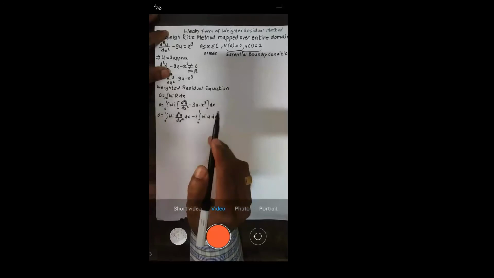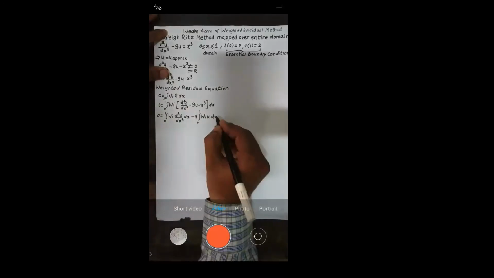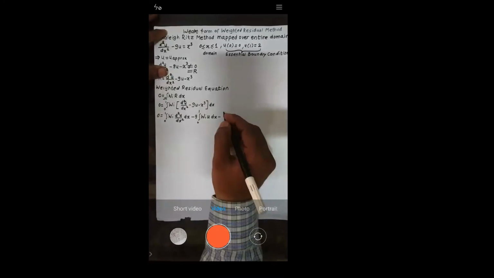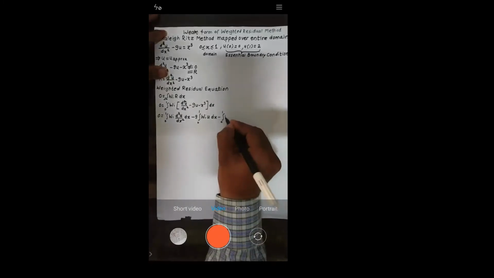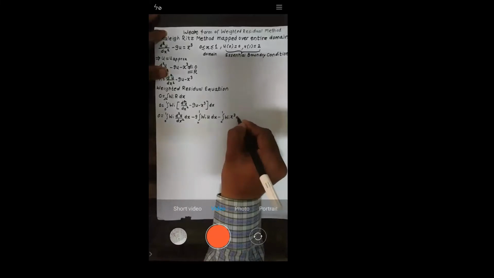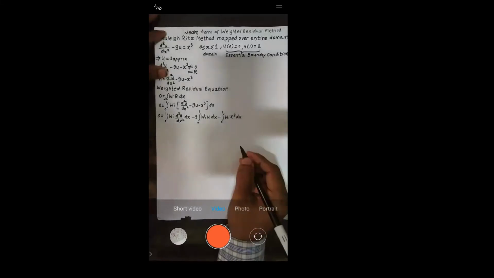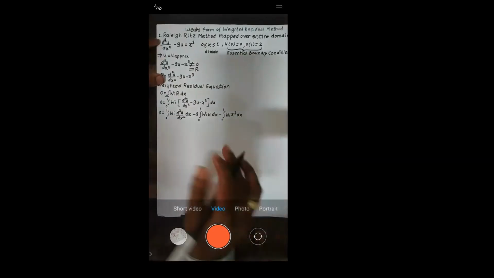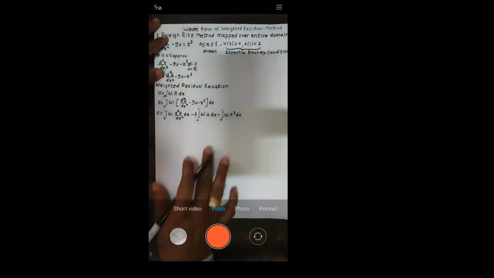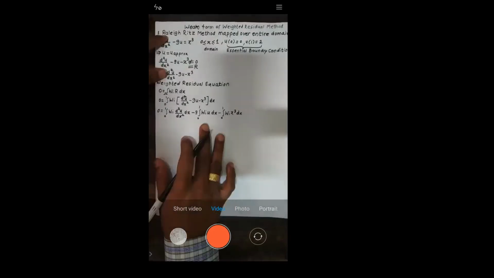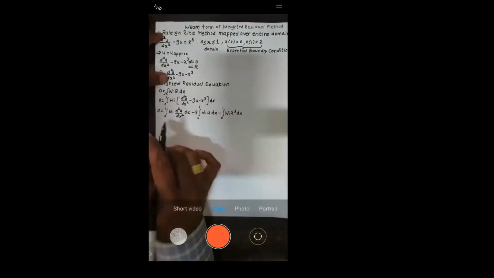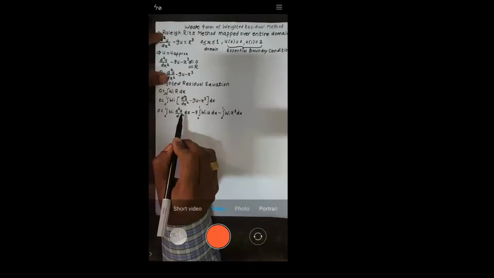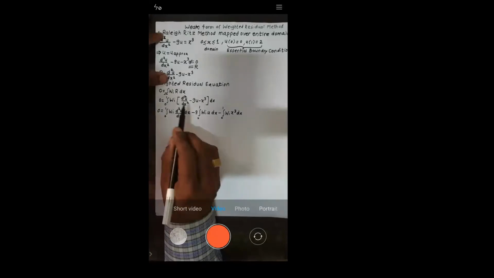Again minus integration 0 to 1 wi into x cube dx. Is it okay? Yes. Okay, so see what I will do is I will just see, this is nothing but integration u into v, right? So I will apply the rule of integration u into v to this particular term only.